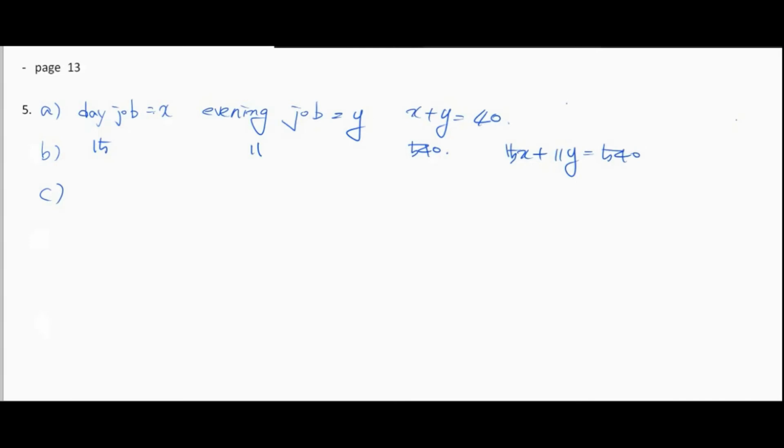Let's go for C. In C, it says Justin sells cars and earns 6% commission and a salary of $500 a week. And right here, I'll say the selling of cars is x and his salary is y. And then his salary will be y equals 500 plus 0.06x since it was 6%.